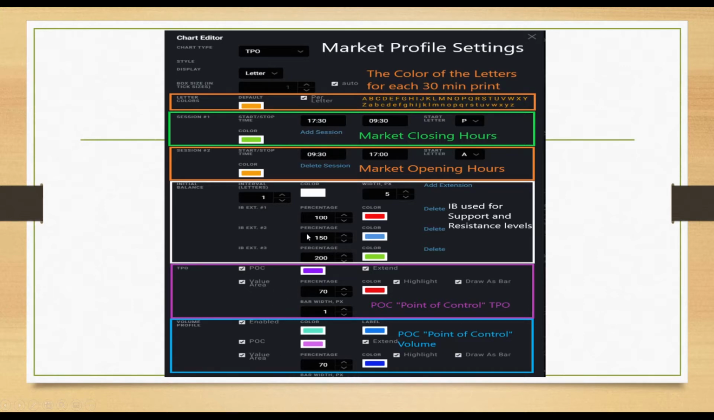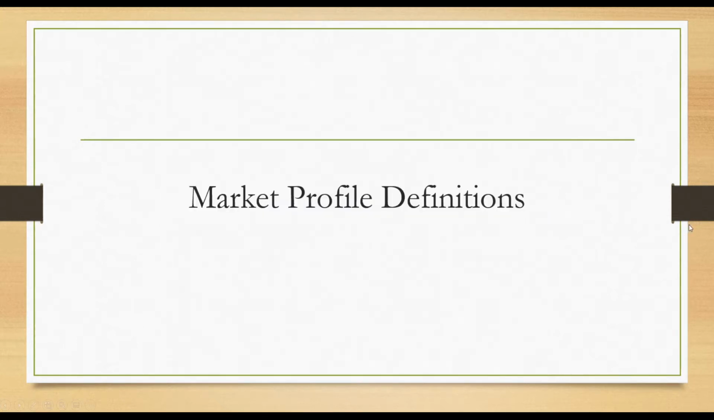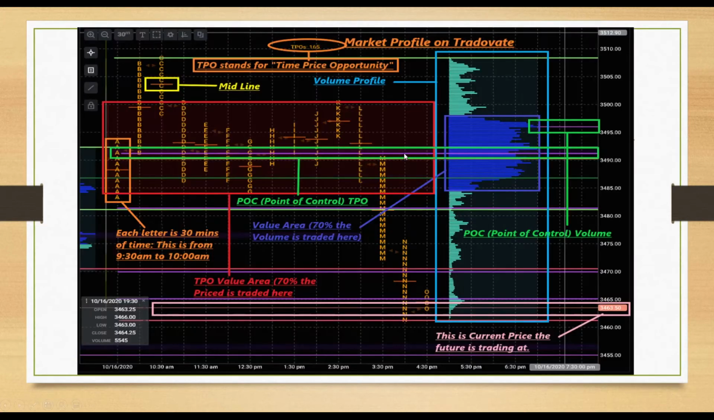So I will go over to my chart and show you the next. This is me defining each area. And this is what it's going to look like after you set your settings. After we do those settings, this is what you're going to see. And TPO stands for time, price, opportunity.